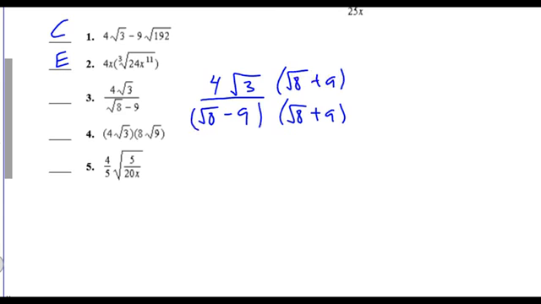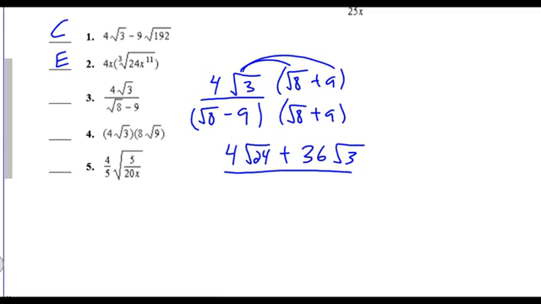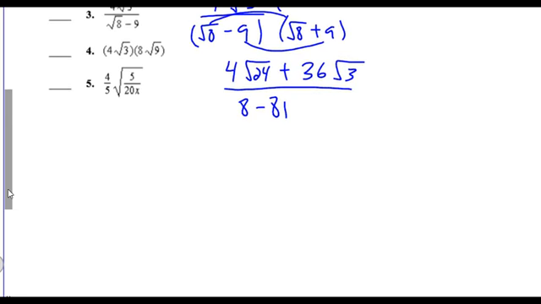Okay. So the top here, if I distribute, ends up becoming 4 root 24 plus 4 times 9, 36 root 3. All over, and then remember this conjugate pair thing, I only actually have to do the front one and the back one because the middles are going to cancel, right? That's the whole point. So then we end up with root 8 times root 8 is just 8, and then minus 81, 9 times 9.